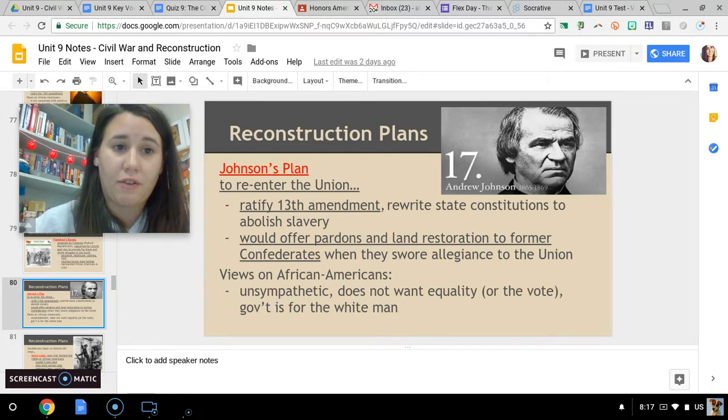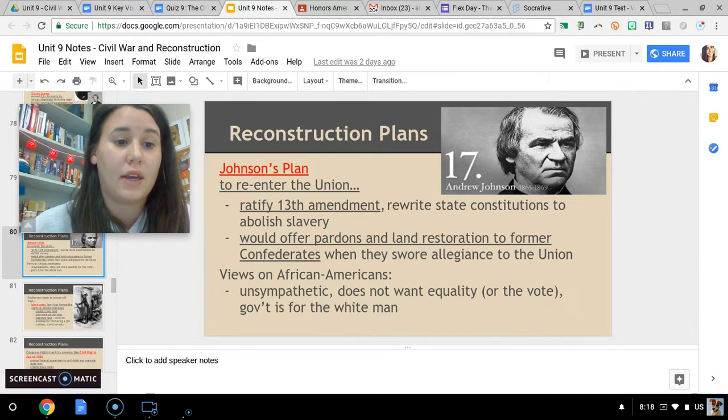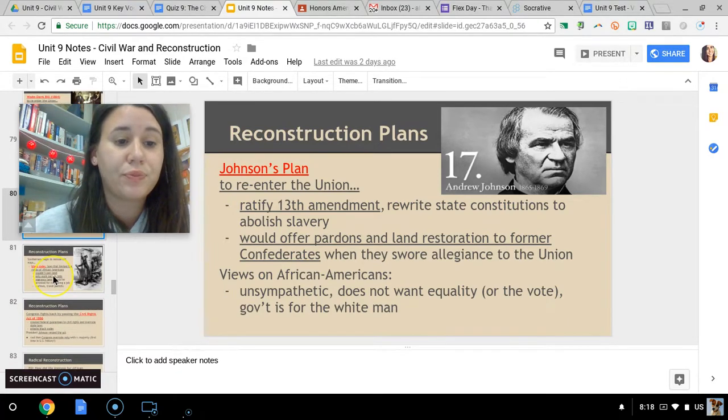However, his views on African Americans differed. While Lincoln may not have been concerned with guaranteeing equality, Andrew Johnson was completely unsympathetic to African Americans. He does not want equality. He will fight against equality, including the right to vote. And his belief was that government was for the white man and the white man only.